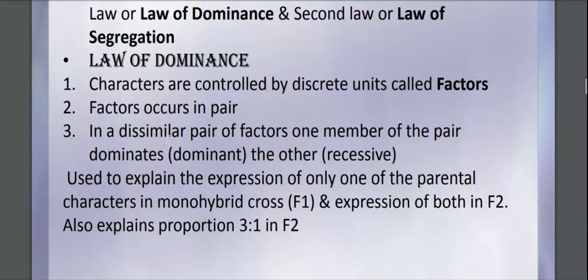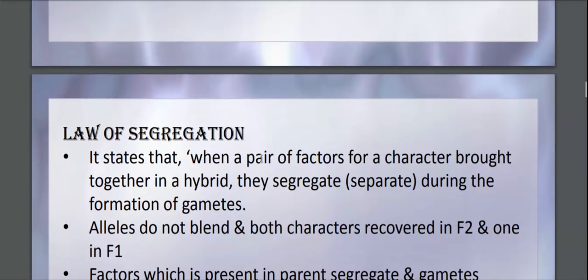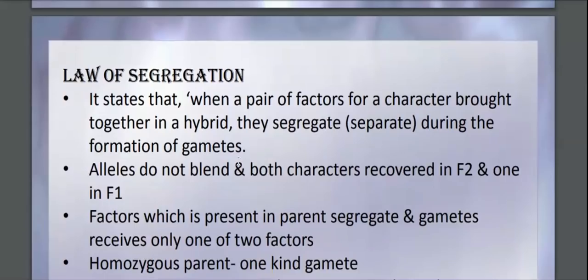And the third thing that he spoke about in the law of dominance is that in a dissimilar pair of factors, one is dominant and the other is recessive. Dominant expresses itself and the recessive will hide itself. So these are the three important things to be remembered in the law of dominance. Then he also formulated the second law, a principle called the law of segregation.